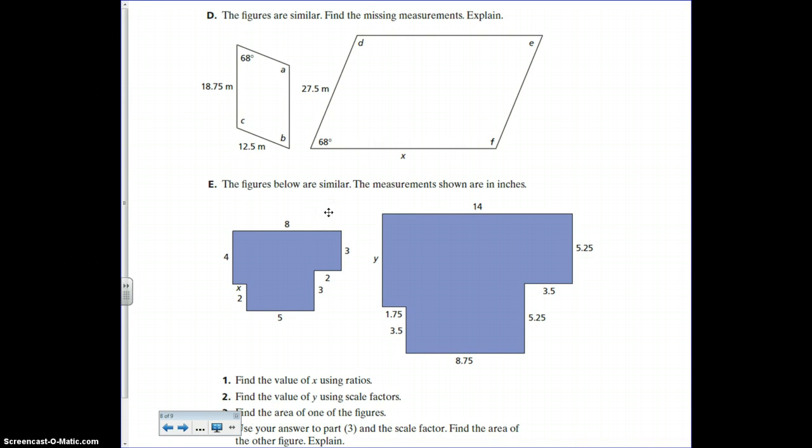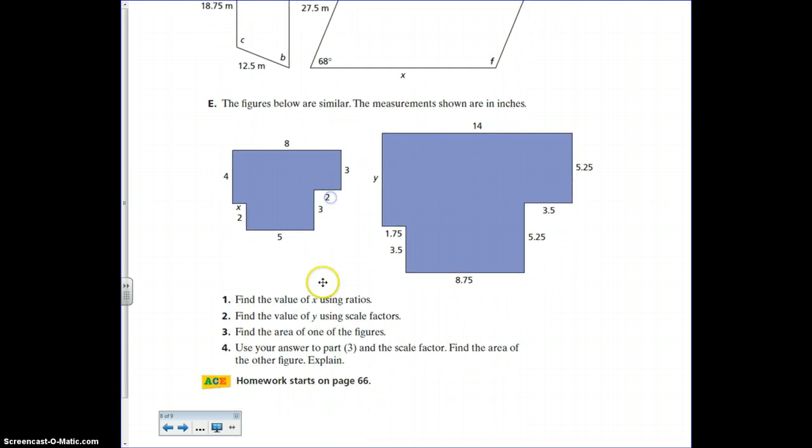E, the figures below are similar. The measurements are shown in inches. And here it's telling you to find the value of x using a ratio. So x is right here, this little tiny one. Use a ratio to find that. Find the value of y using scale factors.